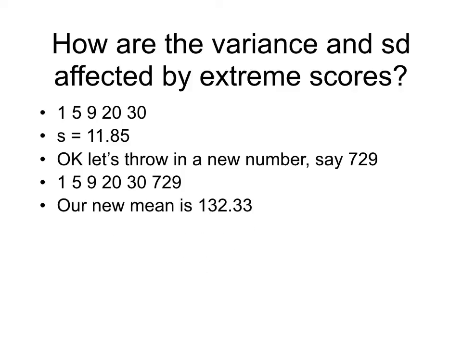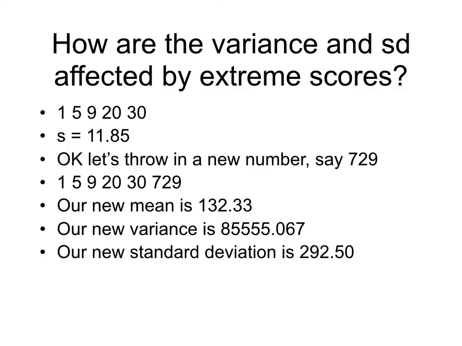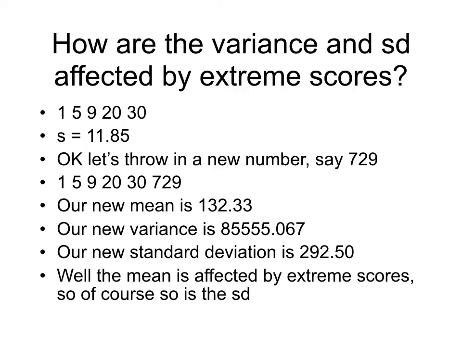And now our new mean is 132, so the mean's affected by adding a new extreme score. So then is the standard deviation. Our new variance is 85,555.067, and our standard deviation is 292.5. The mean's affected by the extreme score, and therefore so is the standard deviation.